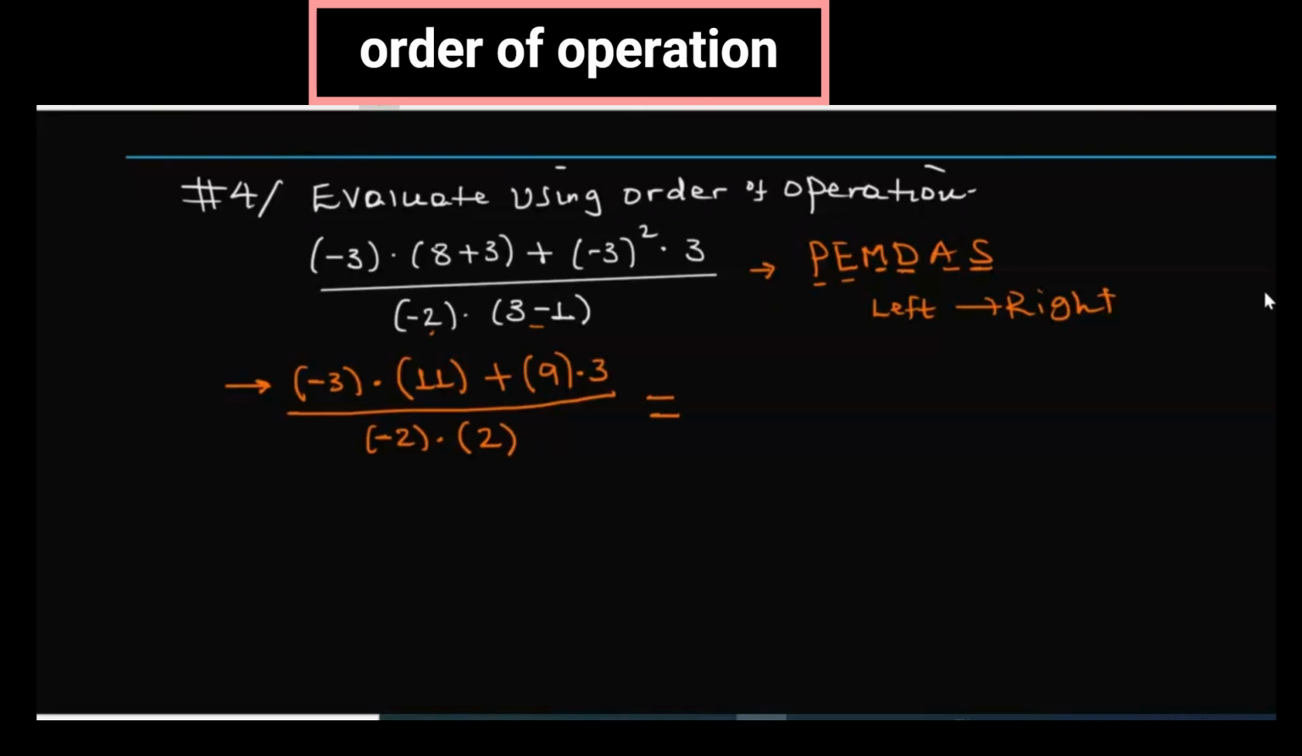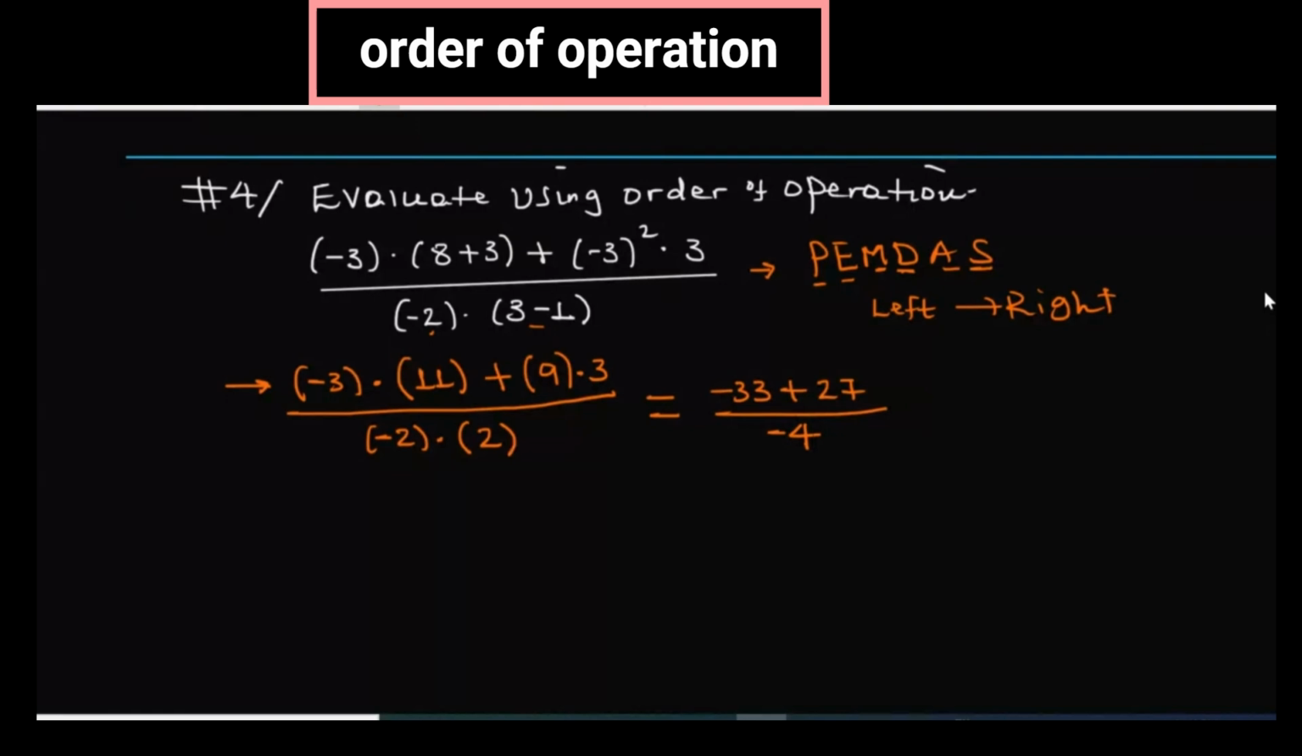Okay, I'm going to continue to the next step. So this is just not a difficult question. All you have to do is be careful. Okay, so let me do it this way. So multiply this: -33, right? -33, because -3 times 11 is -33, plus what is 9 times 3 here? 9 times 3 is 27, guys. Okay, over, right? -2 times 2 is -4.